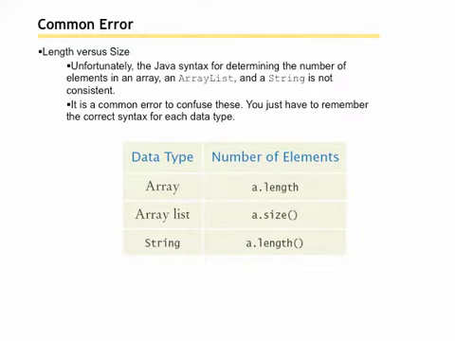It's a common error to get length and size confused. So unfortunately, in Java the syntax for determining the number of elements in an array, an array list and a string is not consistent. So an array uses a.length, where length is a property or a characteristic of the array. ArrayList uses size, and it is a method. It goes out and figures out how many elements are in that array list and returns the integer that indicates how many elements are in the array list. And finally, string a.length is also a method that goes out and determines how many characters are in the string and returns that integer.